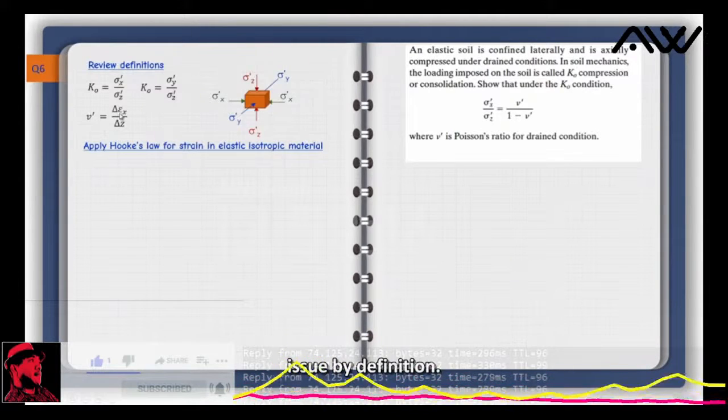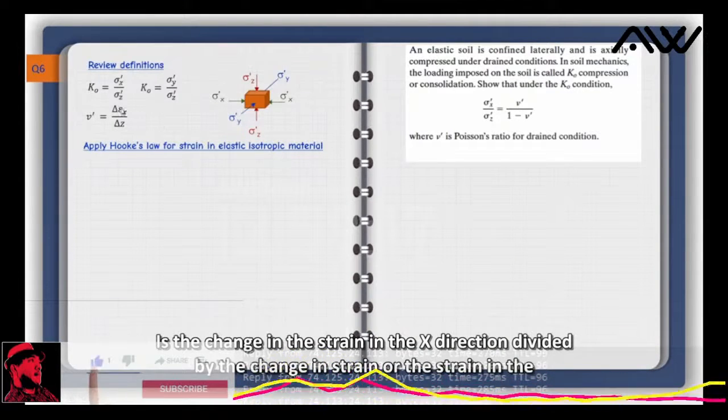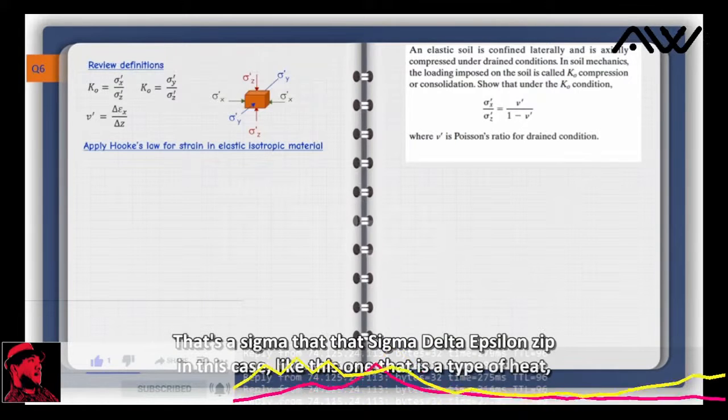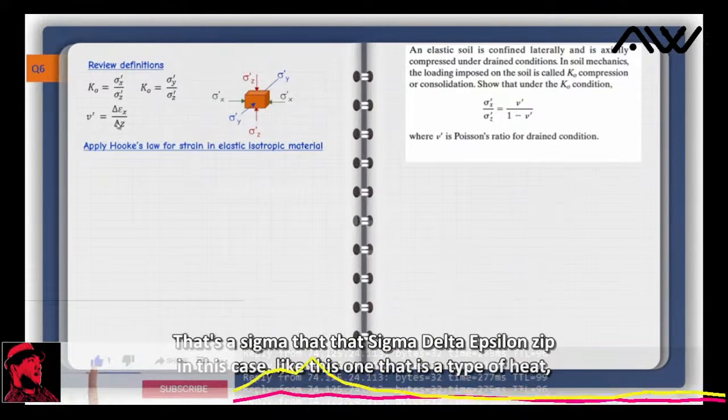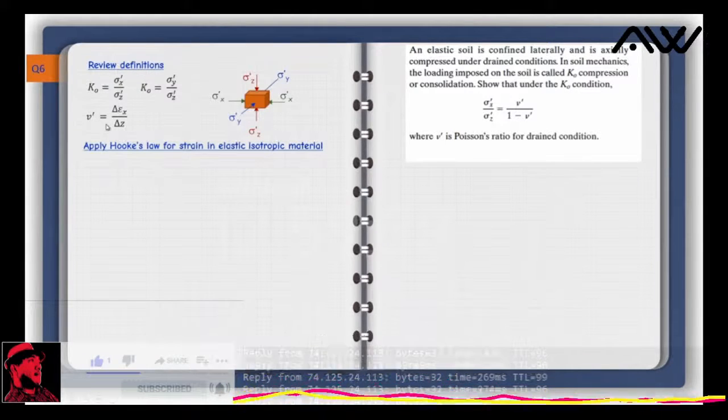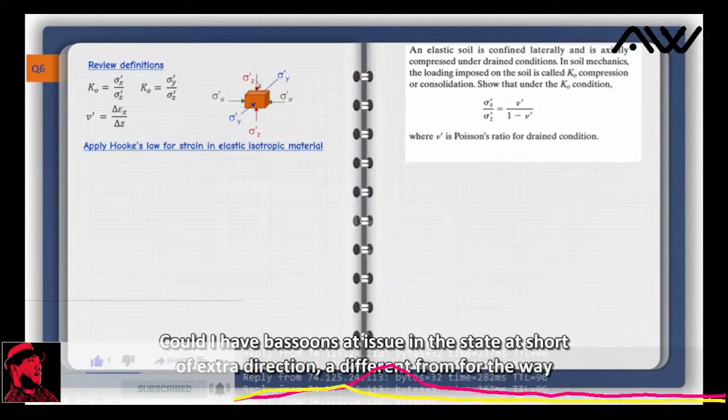Poisson's ratio by definition is the change in the strain in the X direction divided by the change in strain in the vertical direction. That's delta epsilon Z in this case, like this one. There is a typo here. That's delta epsilon Z. The ratio between the strain in the lateral direction divided by the strain in the vertical direction. Again, could I have Poisson's ratio in the X direction different from the Y direction?